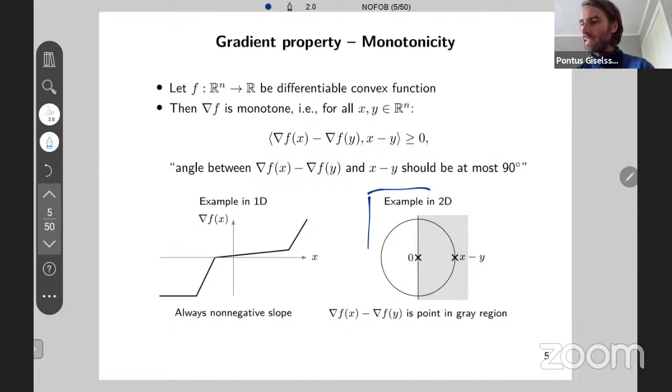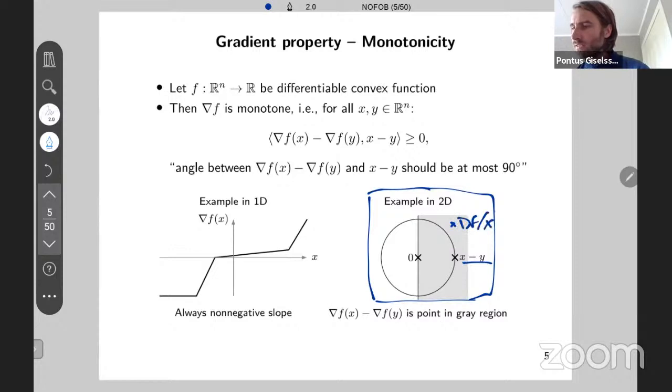So if we look at it in 2D, we have this figure. If x minus y is this point and 0 is here, then the point grad f of x minus grad f of y is somewhere in this gray area. The only thing we know is that the scalar product between these two should be positive. The only way it is not possible is if it would be pointing the other direction. So the only thing that is excluded is if the angle between them is greater than 90 degrees.